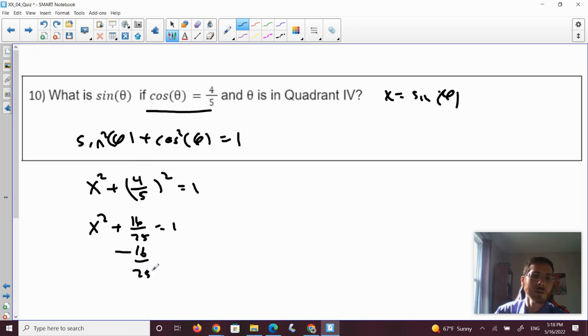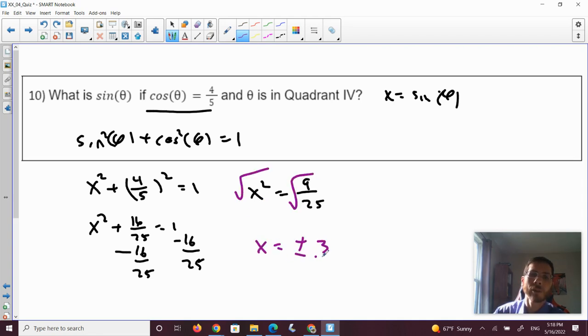We can subtract 16 over 25 from both sides. X squared equals, this is 25 over 25, so 9/25. We could square root both sides, so x equals plus or minus 3 over 5. So our whole idea here is we need to find out which one we want to pick. Do we want to pick the positive or the negative? I can only pick one of them.